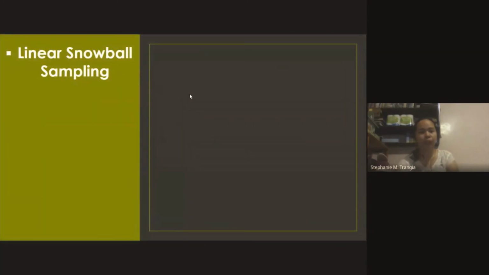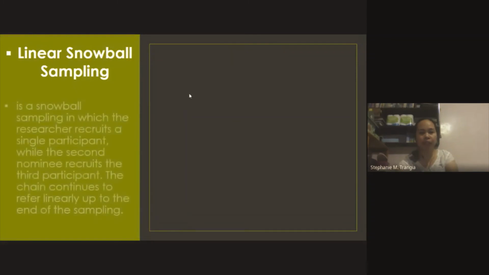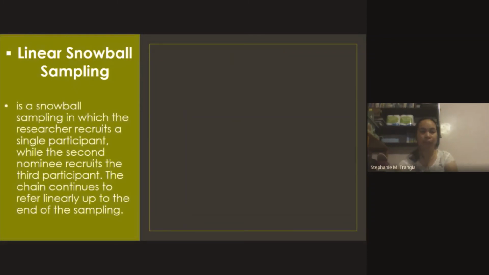So there are actually 3 types of snowballing sampling. The first type is linear snowballing sampling. So it's a snowballing sampling in which the researcher recruits a single participant, while the second nominee recruits the third participant. The chain continues to refer linearly up to the end of the sampling.